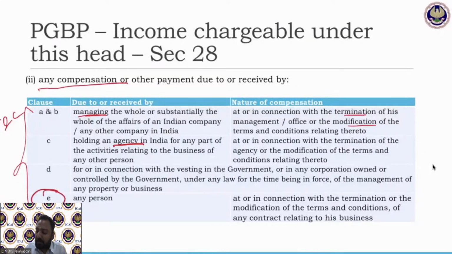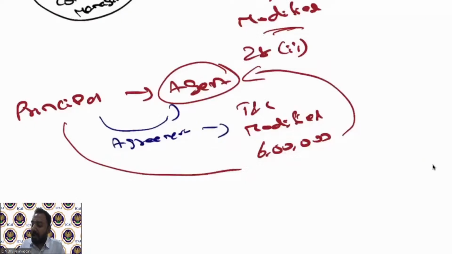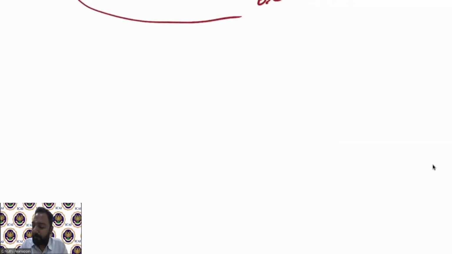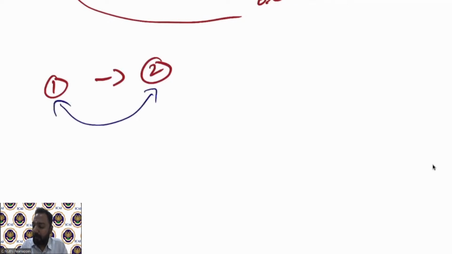And the last one is any person, at or in connection with the termination or modification of terms of any contract relating to his business. So if you want me to summarize this section, I'll summarize it. One person, two persons, they have an agreement.